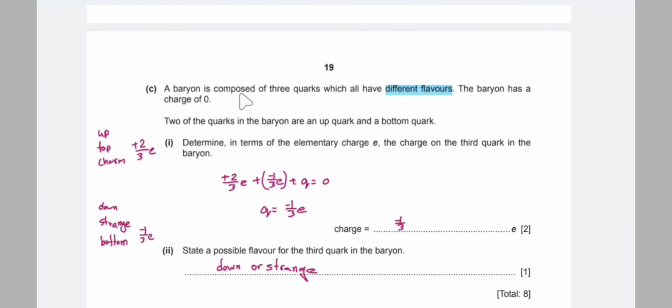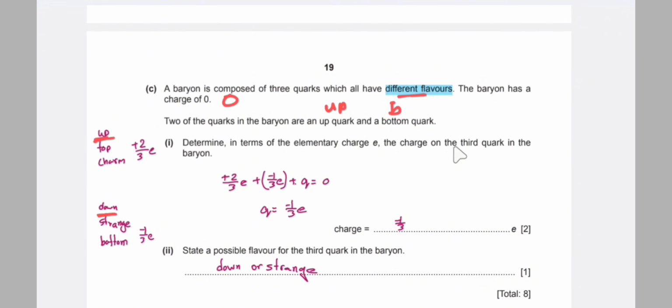For part C, a baryon is composed of 3 quarks which all have different flavors. Different flavors means that one is up, top, charm, down, strange, bottom. Since the flavors are different, up is one flavor, top is another, charm is another, down is another, strange is another, and bottom is another. They are all different flavors. The baryon has a charge of 0, that means the overall charge is 0. Two of the quarks in the baryon are an up quark and a bottom quark.